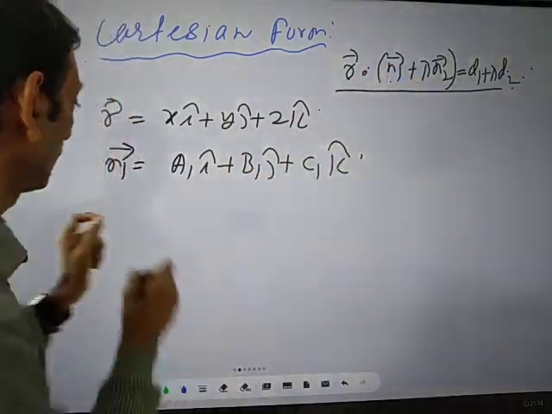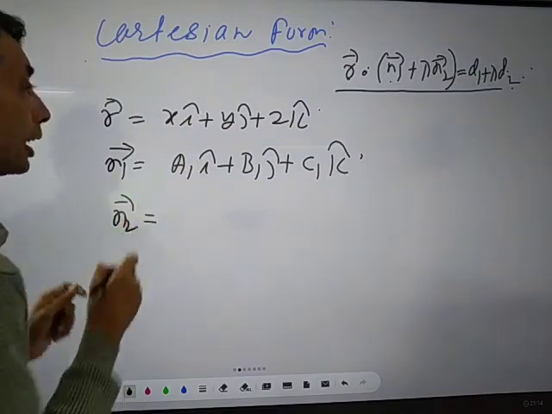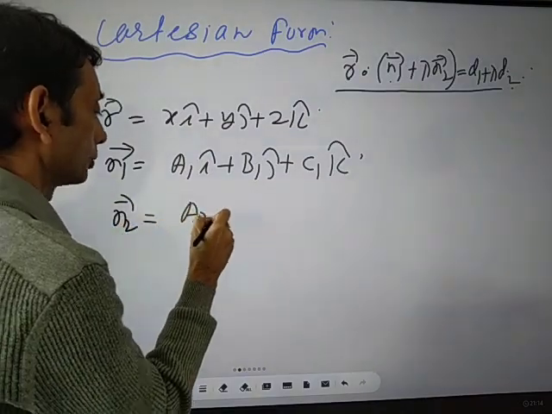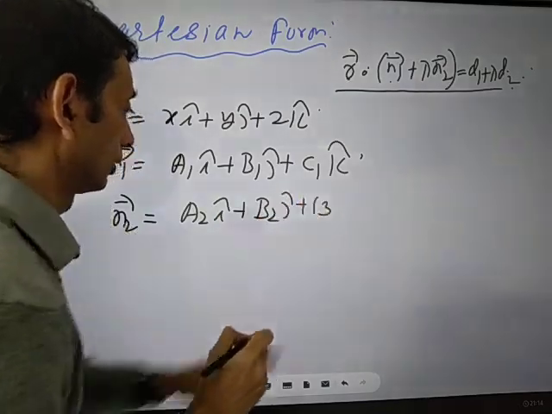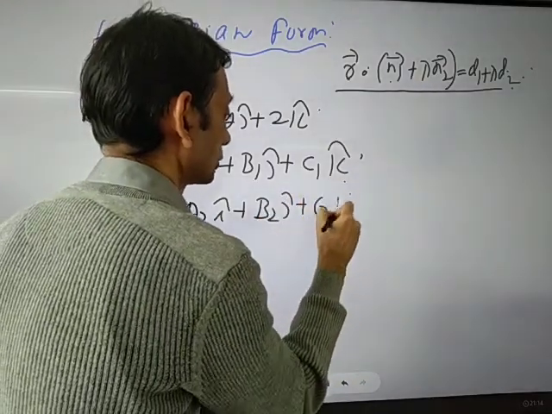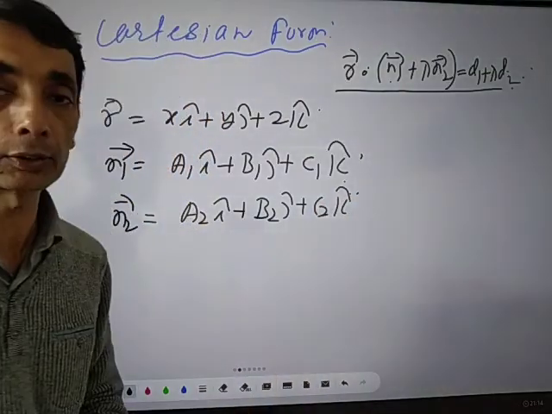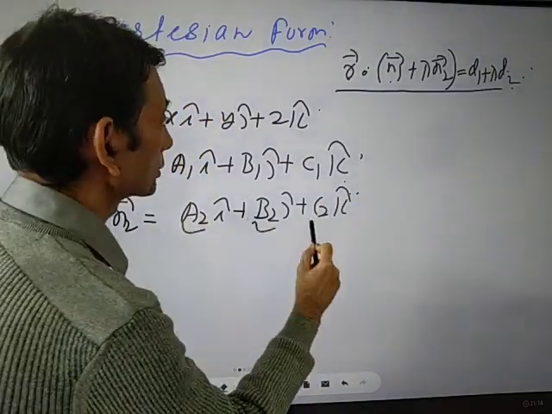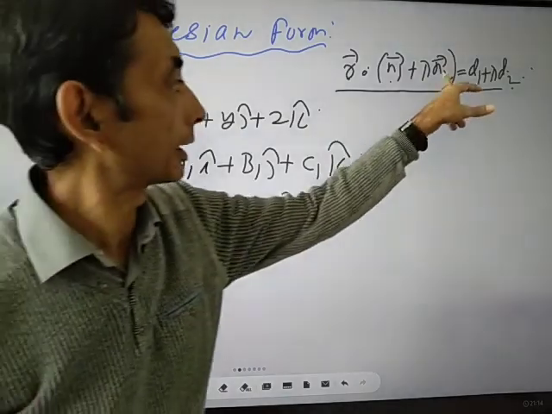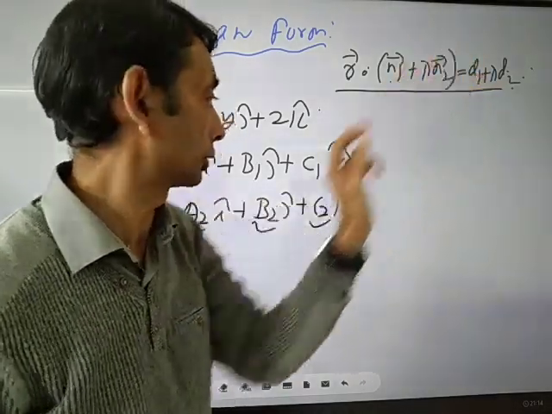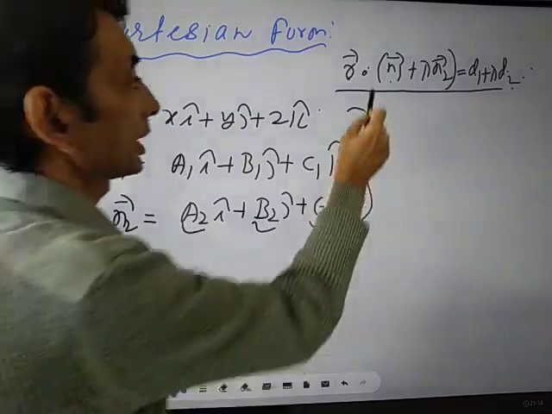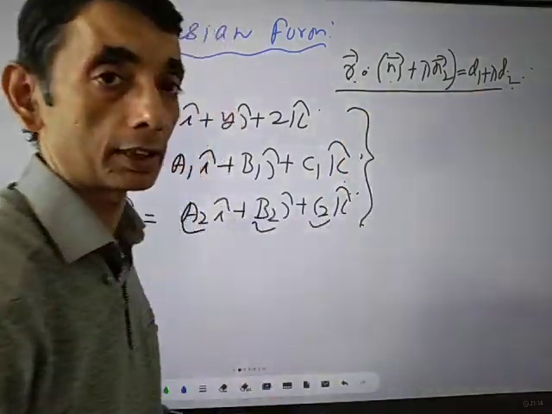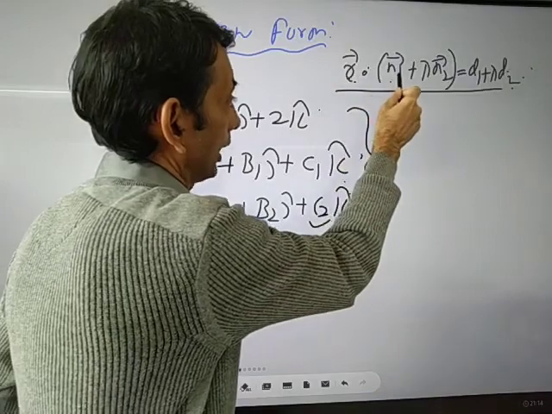Okay, and similarly n2 can be taken as a2 i cap, b2 j cap and c2 k cap. What is a2 b2 c2? Similarly a2 b2 c2 are the direction ratio of this vector n2. Fine, yes. So we got r, n1, n2 which are being used in these equations, that is r is a vector, n1 is a vector, n2 is a vector.